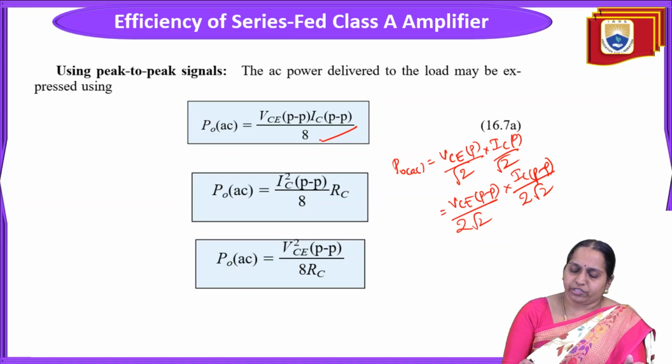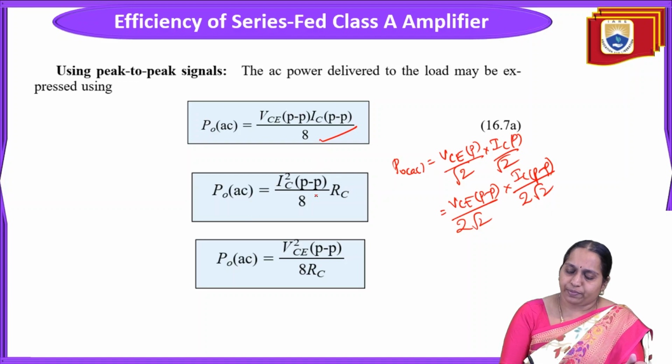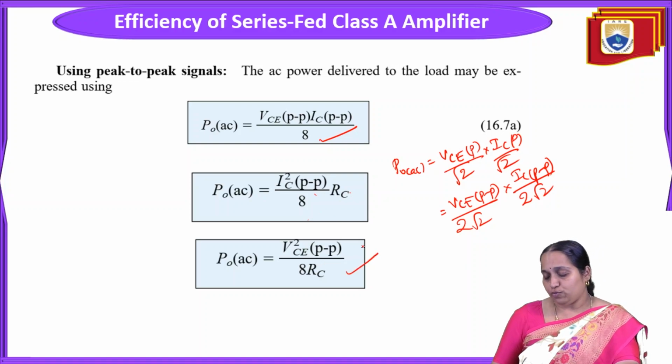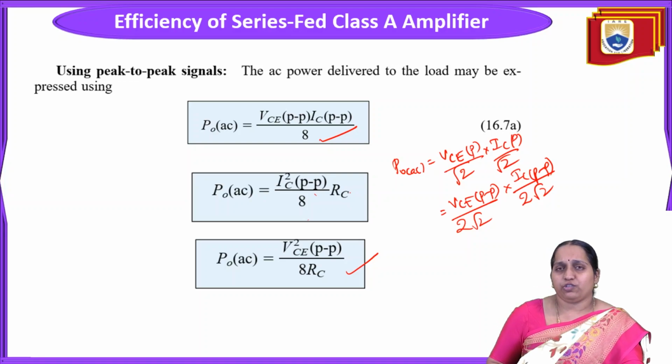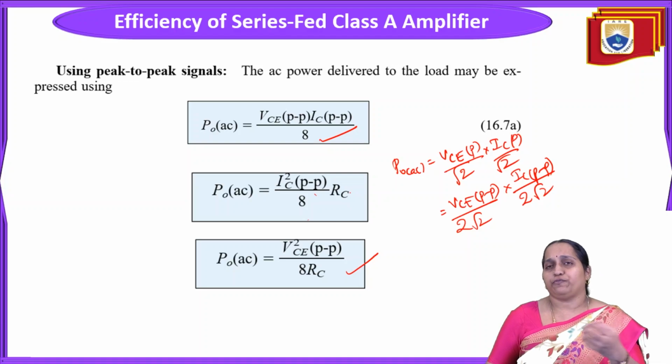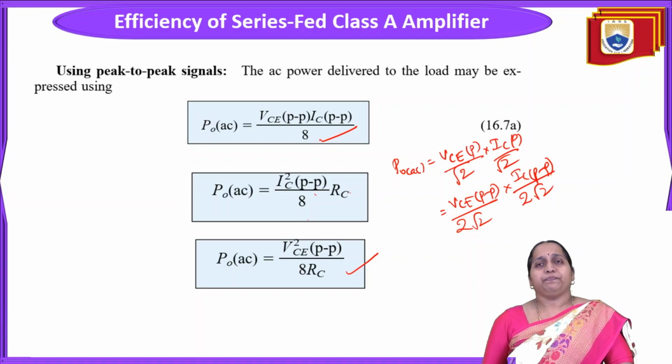Similarly, again rearrange the terms, you'll get this is equal to IC square peak to peak by 8 into RC, or VCE square peak to peak by 8 RC. Either of the expressions can be used to calculate the P naught AC. So using RMS signals or peak signals or peak to peak signals, you have got different formulas for calculating the P0 AC.